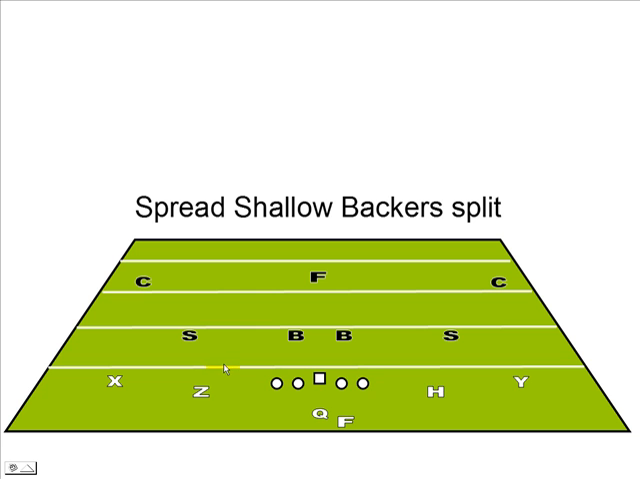H is running a shallow. Z is running a dig. We actually read Z on the dig first based on what these linebackers do. Right here is going to show a backer split. We see them split. We know we have grass inside. They split. There's our grass. So that's where we're looking to hit.